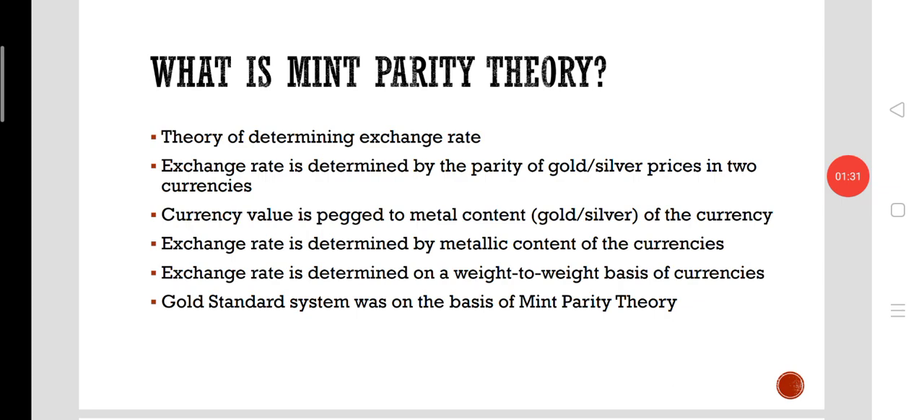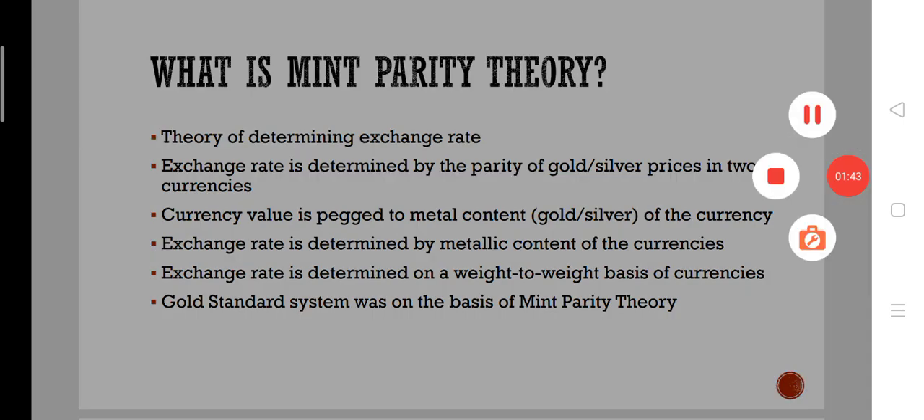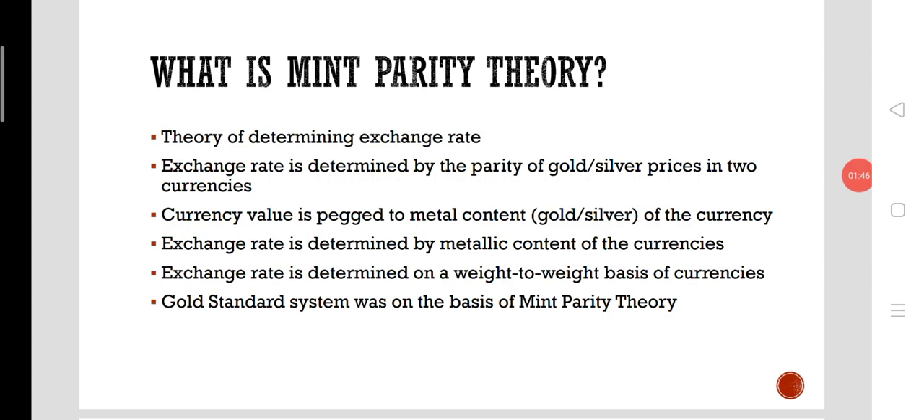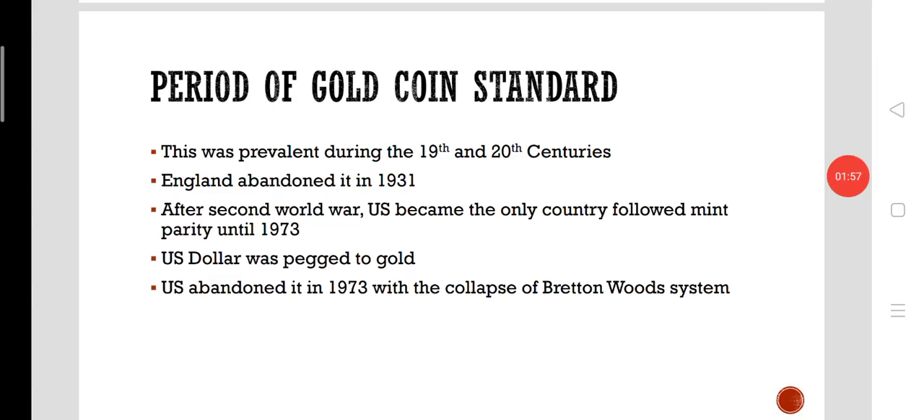Since the currencies are pegged to gold, the exchange rate variation will be driven by the change in value of gold. So the gold standard system, which existed in the world in the late 19th century and early 20th century, was based on mint parity theory. So as I said, mint parity theory forms the basis for the gold standard system which ruled the exchange rate system of the world in the late 19th century and early 20th century.